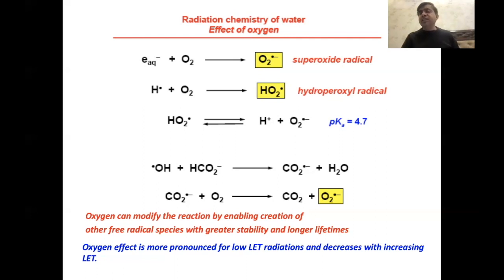We know that in high linear energy transfer, excitation and ionization are the main processes. So there, oxygen does not play a significant role. While in the case of low linear energy transfer, the free radicals are the more prominent species, and hence the oxygen reaction with these free radicals leads to radicals of greater stability and longer lifetimes, which is the effect that leads to the oxygen effect.